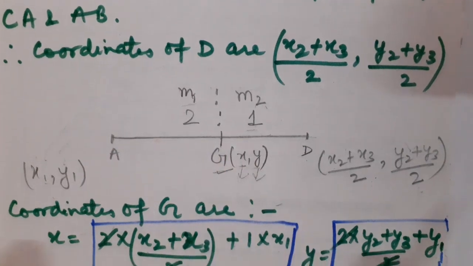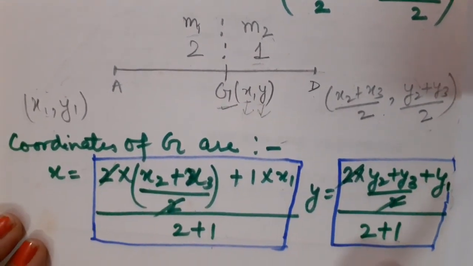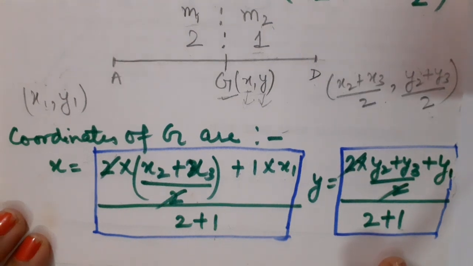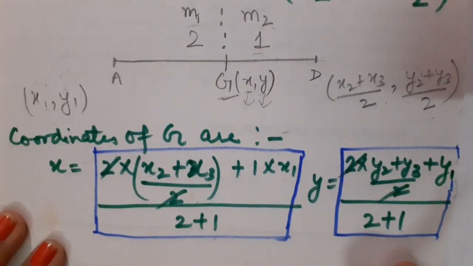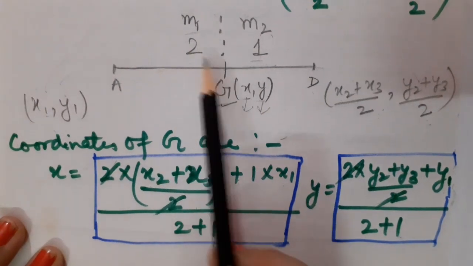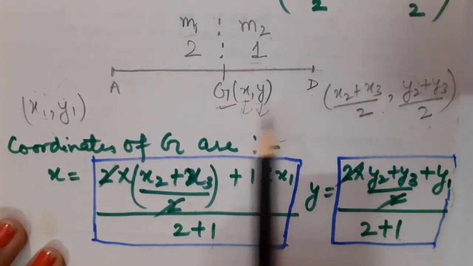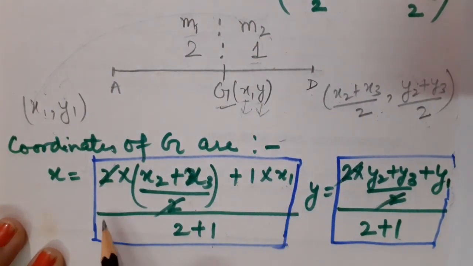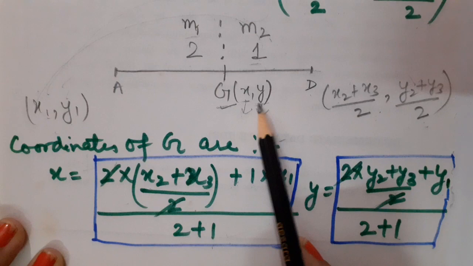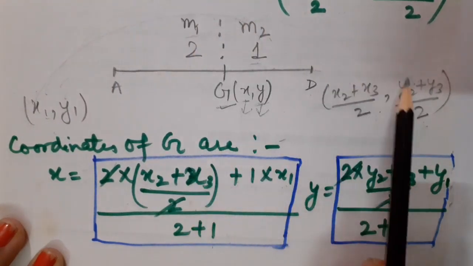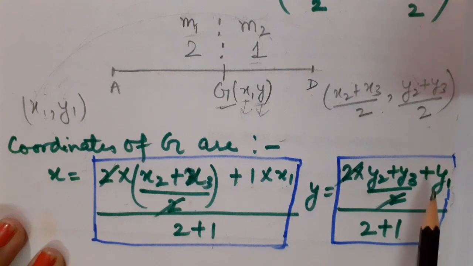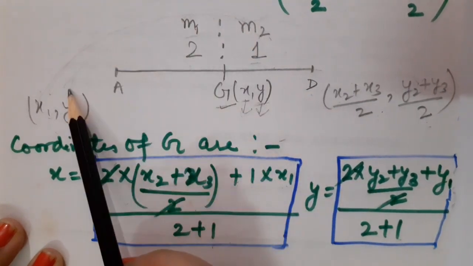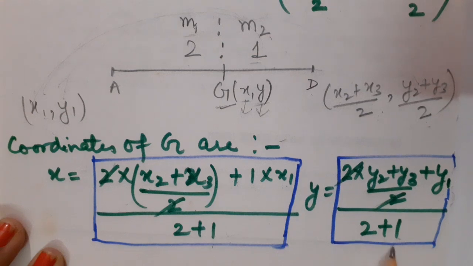So let us apply this formula to calculate the coordinates of G point, which is actually the point of division as well as the centroid of the triangle. So this is 2 into (x2 plus x3) upon 2, look, plus 1 into x1, upon the sum of the ratio, that is 2 plus 1. This is equal to x. Let us talk about the y coordinate. y is equal to 2 into (y2 plus y3) upon 2 plus y1 into 1, that is y1 only, upon again 2 plus 1. The 2s are going to be cancelled over here.